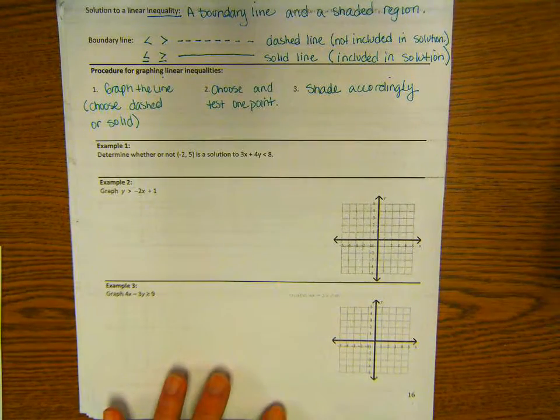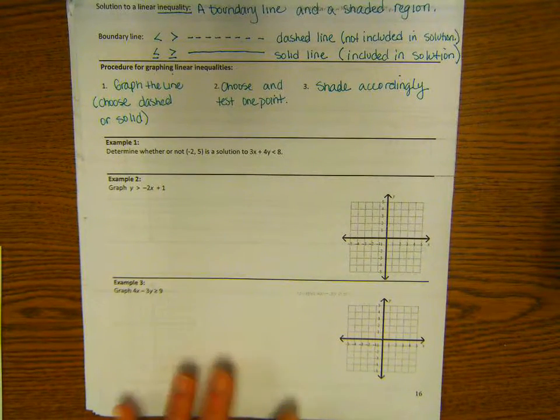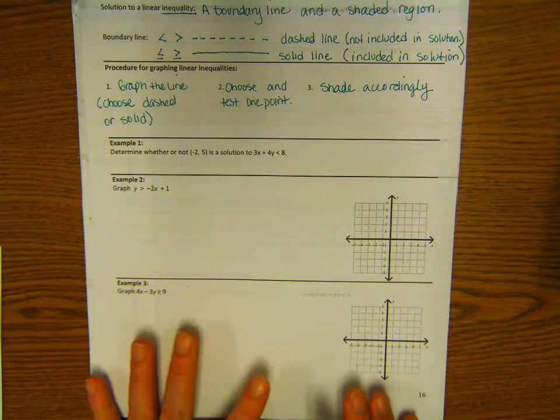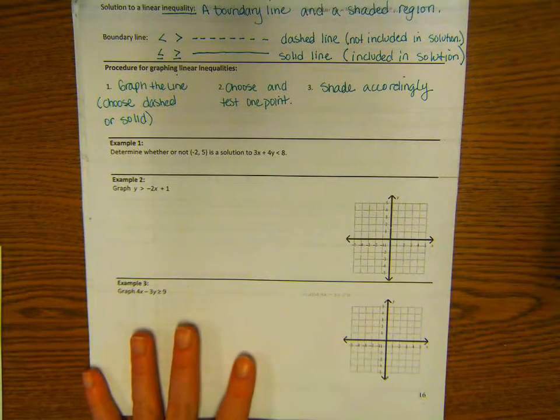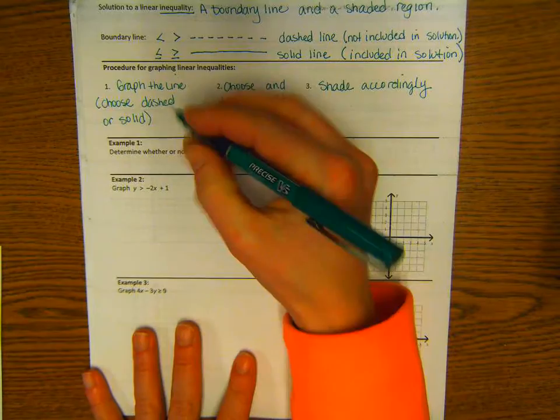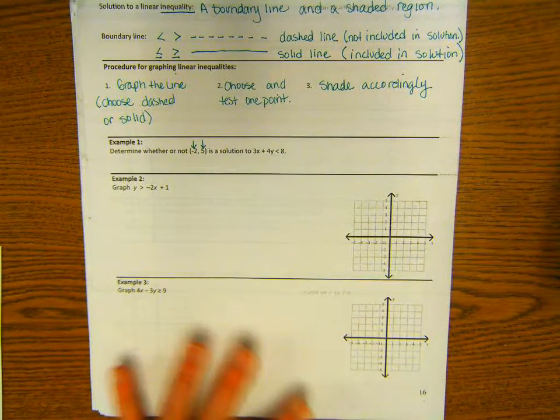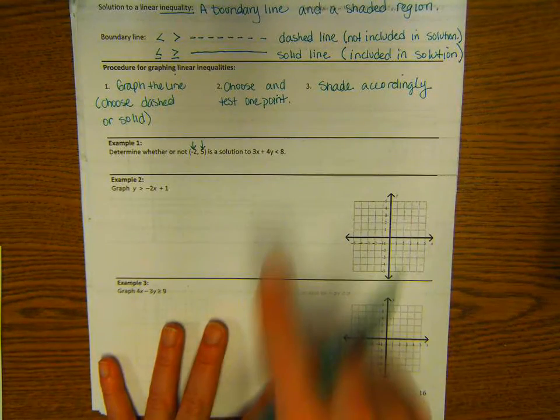Okay, so let me show you how a test point works. Example 1 is just about testing a point. What we do is we put the first coordinate in for x, and then we put the second coordinate in for y, and we check to see if it makes the inequality true.